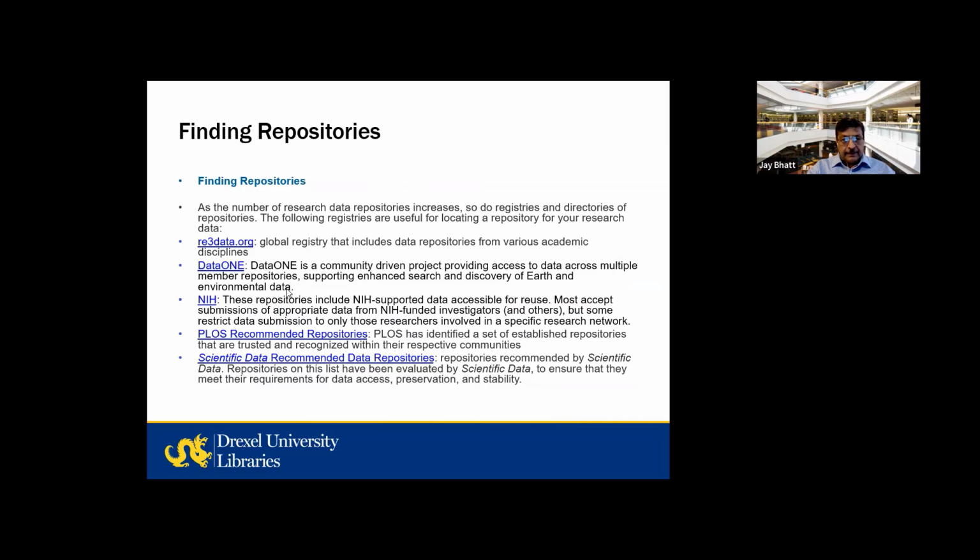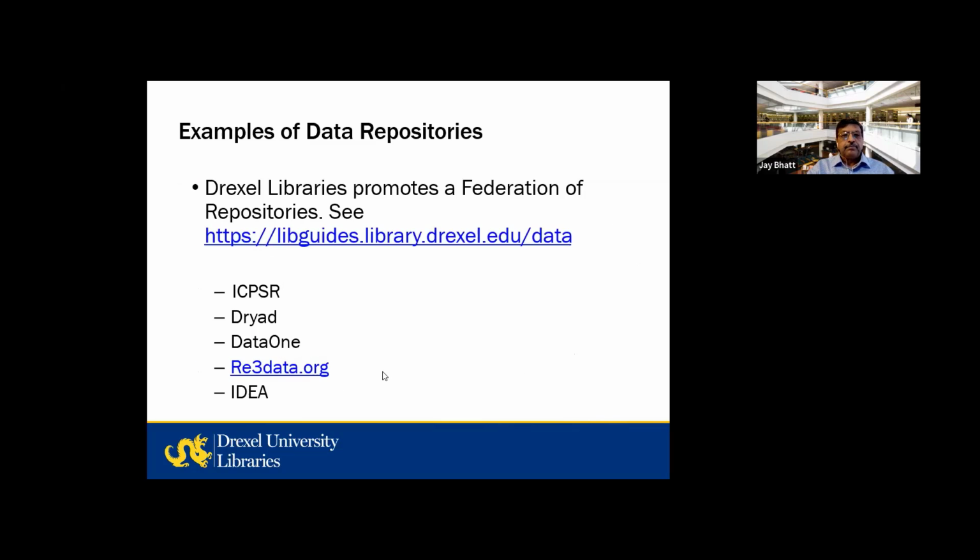Finding repositories. So we have examples of authoritative.org, a global repository that includes data repositories from various academic disciplines, DataVen, NIH, Public Library of Science recommended repositories, and Scientific Data recommended repositories. Repositories on this list have been evaluated by Scientific Data to ensure that they meet the requirements of data access, preservation, and stability. And you can simply click from this slide here.